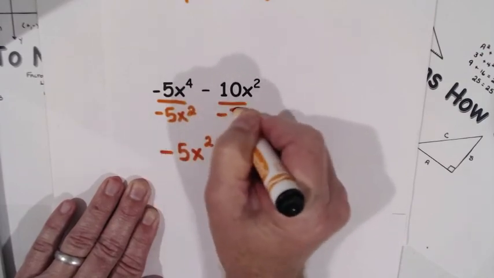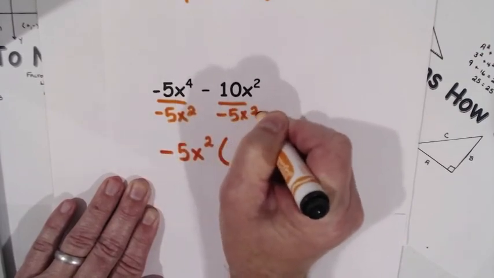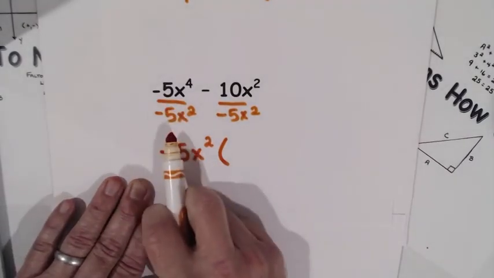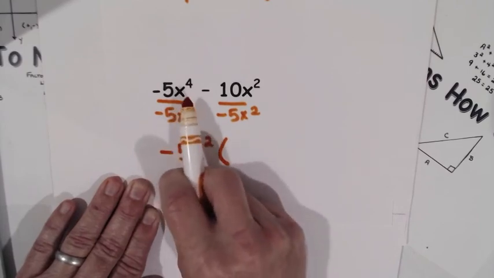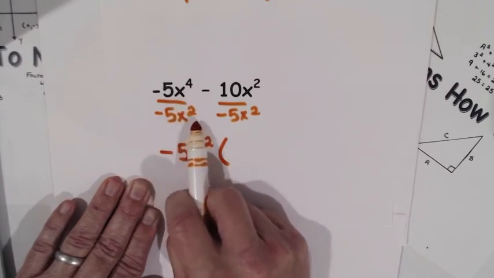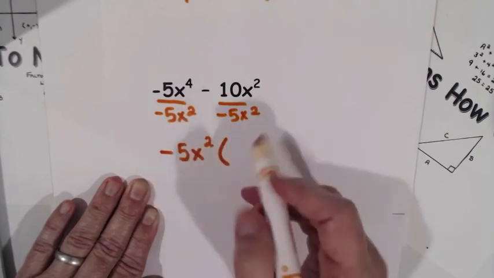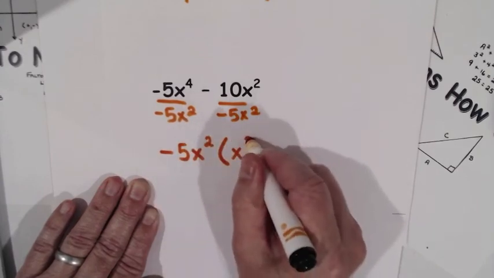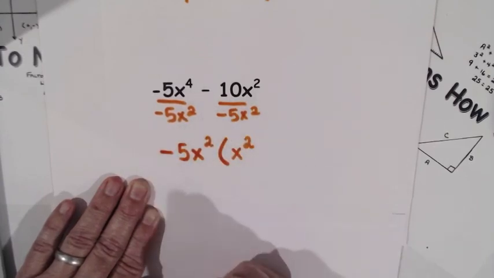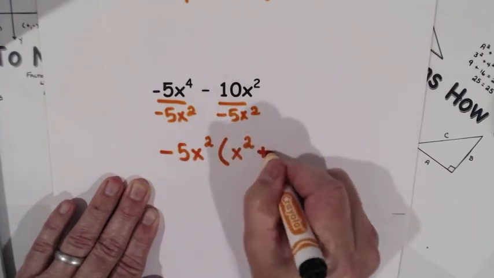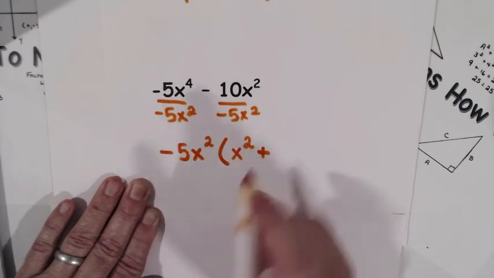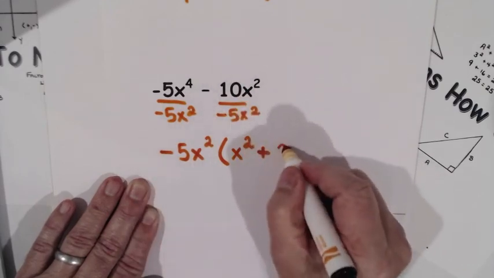Divide this one by negative 5x squared. A negative divided by a negative, positive. 5 divided by 5 is 1. X to the 4th power divided by x to the 2nd power. I subtract my exponents. I have 2 x's left over. Again, a negative divided by a negative is a positive. 10 divided by 5 is 2.